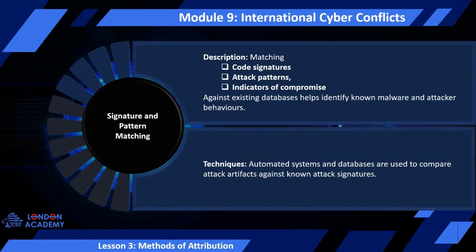7. Signature and pattern matching. Matching code signatures, attack patterns, and indicators of compromise against existing databases helps identify known malware and attacker behaviors. Automated systems and databases are used to compare attack artifacts against known attack signatures.